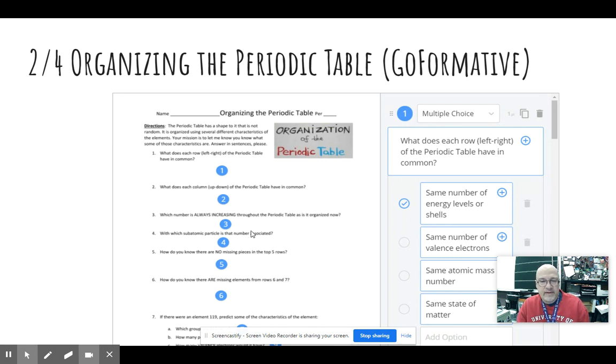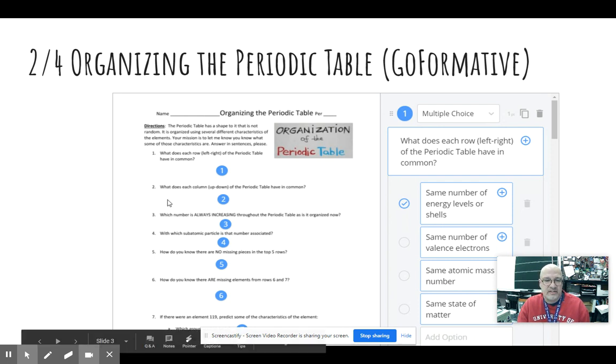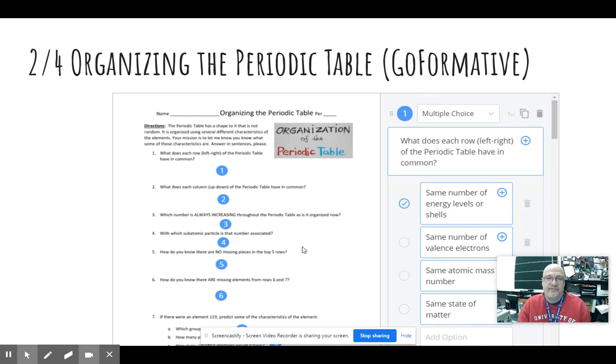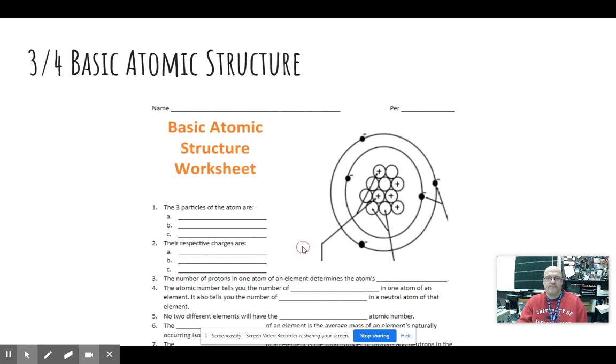So we talked a little bit about the periodic table last week. Hopefully you took some notes down from last week, and you can use those notes as you go through this periodic table stuff. That's the Go formative for Monday, Tuesday.